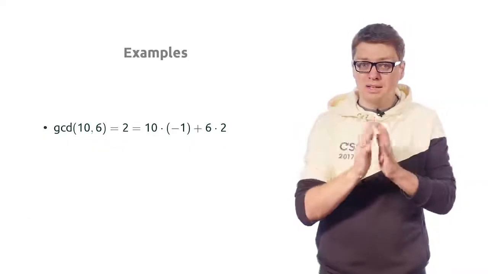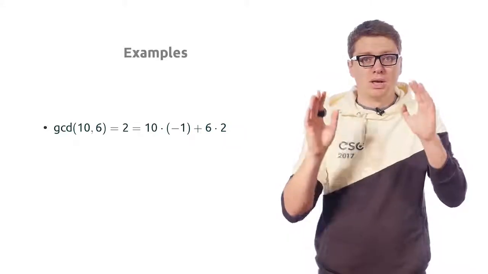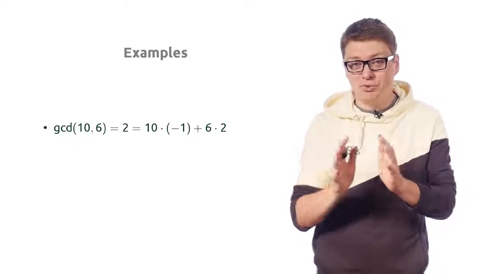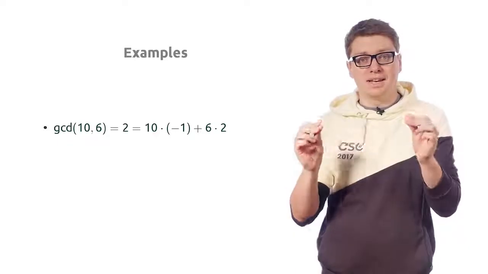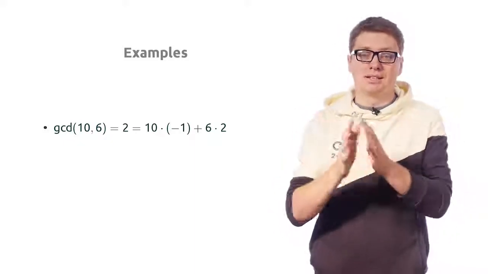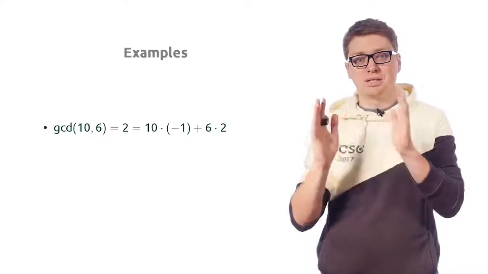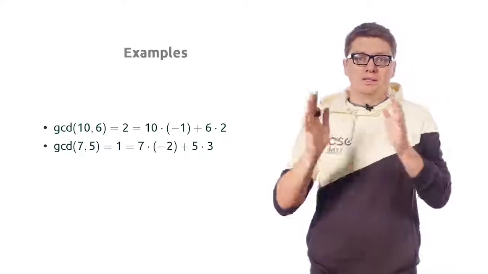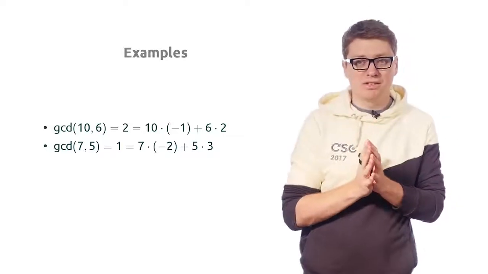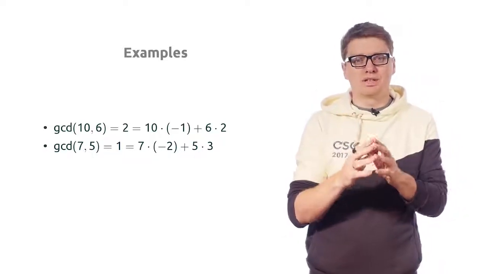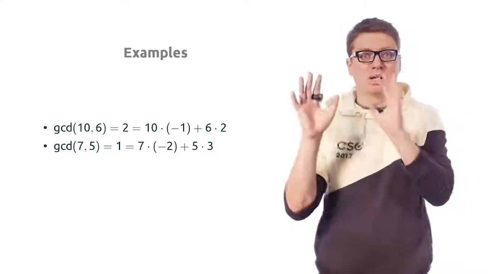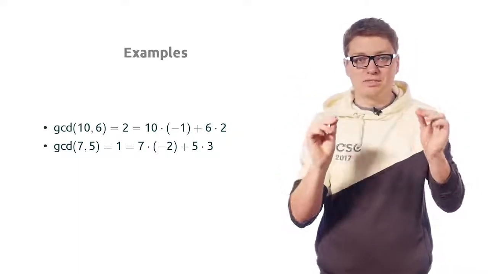Okay, so this is nice, and let me illustrate this with a couple of examples. The greatest common divisor of 10 and 6 is equal to 2. And as you can see here, it indeed can be represented as a linear combination of 10 and 6. Namely, if you multiply 10 by -1 and you multiply 6 by 2, and then you compute the sum, you get exactly 2. So this is -10 plus 12, which gives us 2. The greatest common divisor of 7 and 5 is equal to 1, and it can be represented as 7 times -2, I'm sorry, which gives us -14, plus 5 times 3, which is 15. So -14 plus 15 is equal to 1, which is the greatest common divisor of 7 and 5.